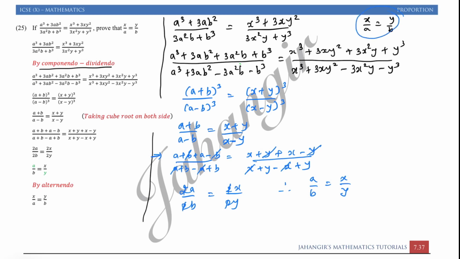So now we want x by a. So I have to swap these two by alternando. So I can write y upon b. This y comes here, x upon a. So therefore I will get, this is by alternando, you can write by alternando. So x upon a is equal to y upon b is the final answer.